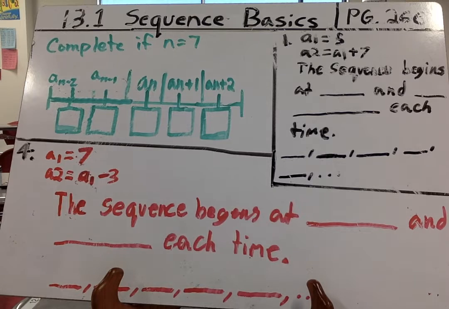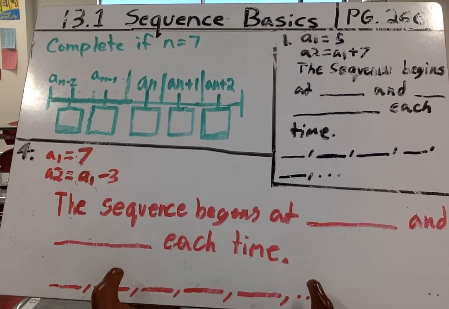Sequence Basics. This should be on the back side of your brown paper, or it might also be a yellow paper. I think it's brown though. It says, our objective, I can write recursive and explicit formulas for sequences, vocabulary and notation.